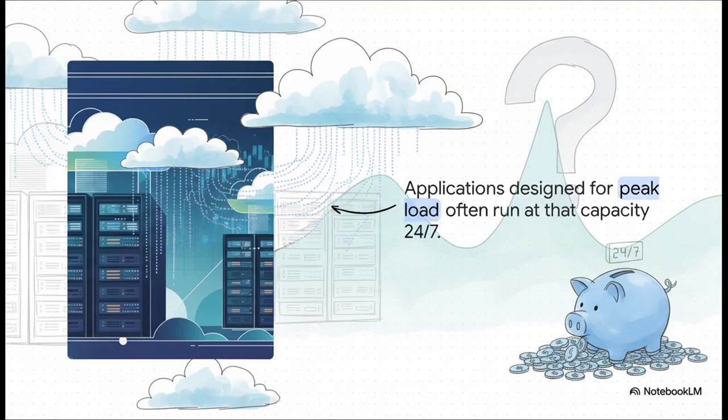So why does this even happen? Well, most of the time, teams pretty much have to guess what their capacity needs are going to be. They make an estimate, they throw in a big safety margin, just in case, and then they never look back. They end up planning for some theoretical peak load that might only happen for a few hours a month, but they pay for that peak capacity 24/7.